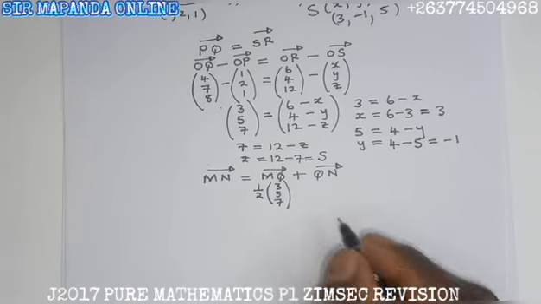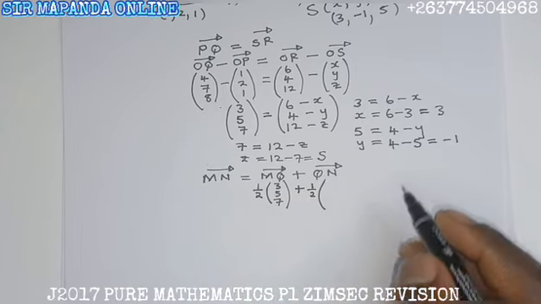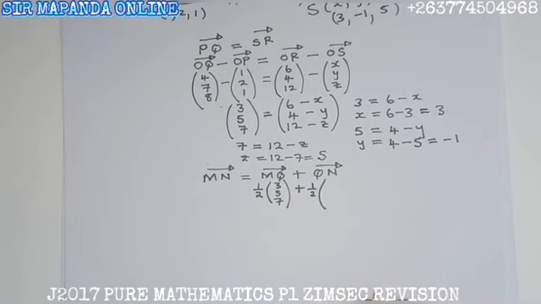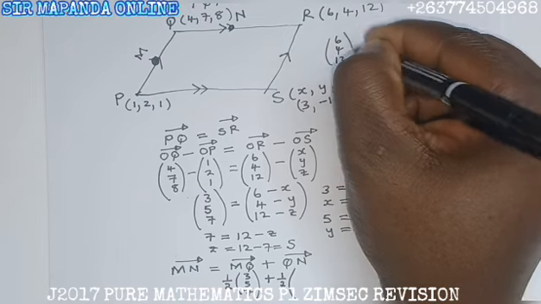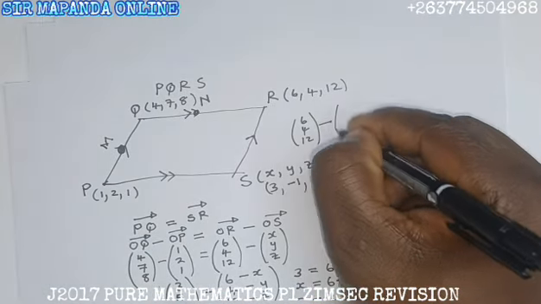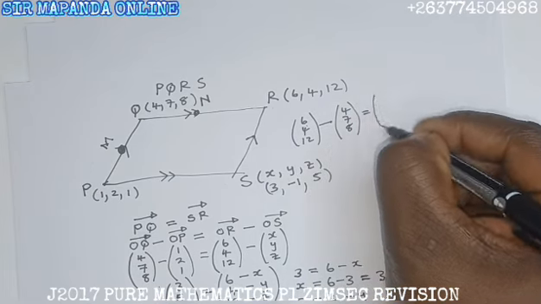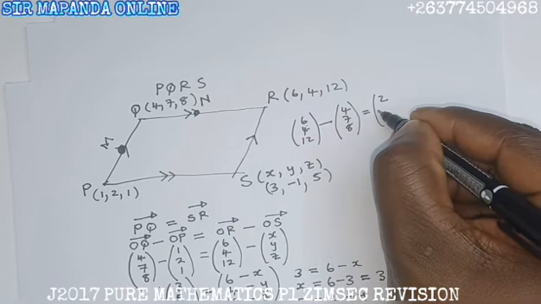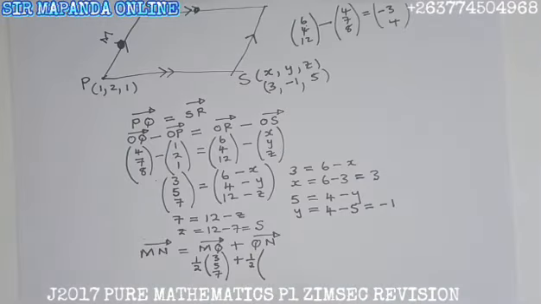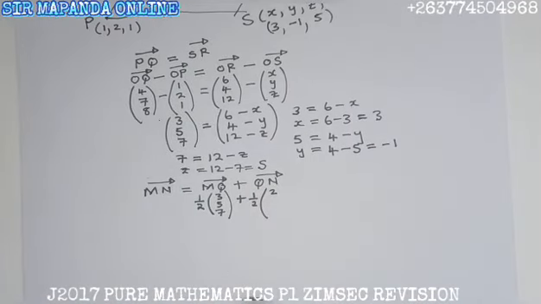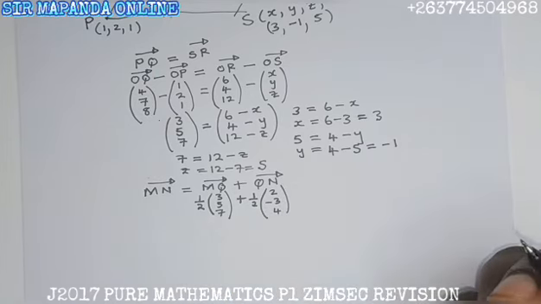Then what is QN? QN is half of QR, of which QR is equal to OR, which is (6, 4, 12), minus OQ, which is (4, 7, 8). 6 minus 4, you get 2. 4 minus 7, you get minus 3. 12 minus 8, you get 4. So here I'm going to write (2, minus 3, 4). Something like this.